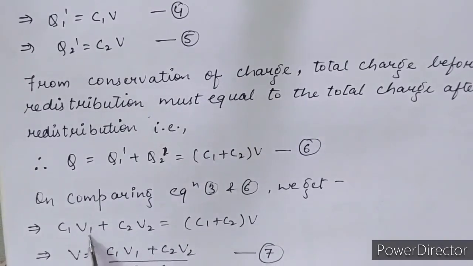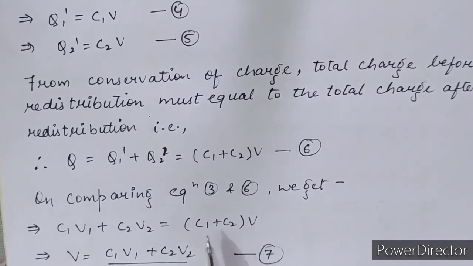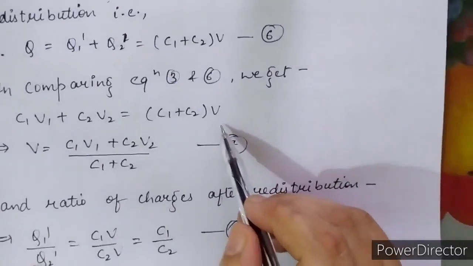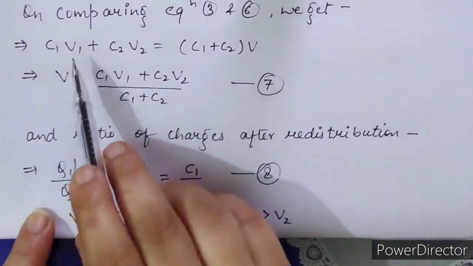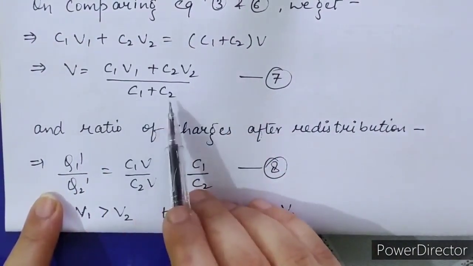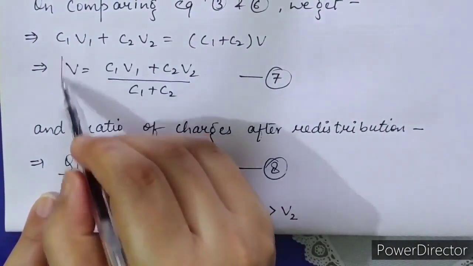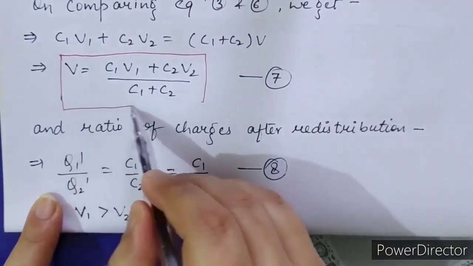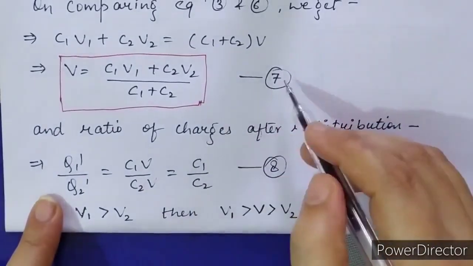Before connection the potential is not the same, so C1V1 plus C2V2. And after connection the potential is the same, C1 plus C2 into V. What we have to find is the common potential. So V equals C1V1 plus C2V2 divided by C1 plus C2. This is the value of the common potential, the same potential, after redistribution of charge.